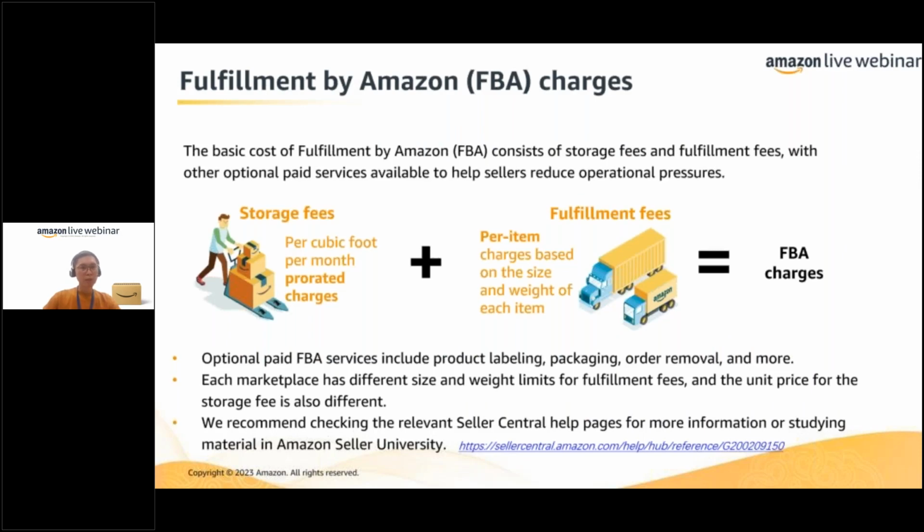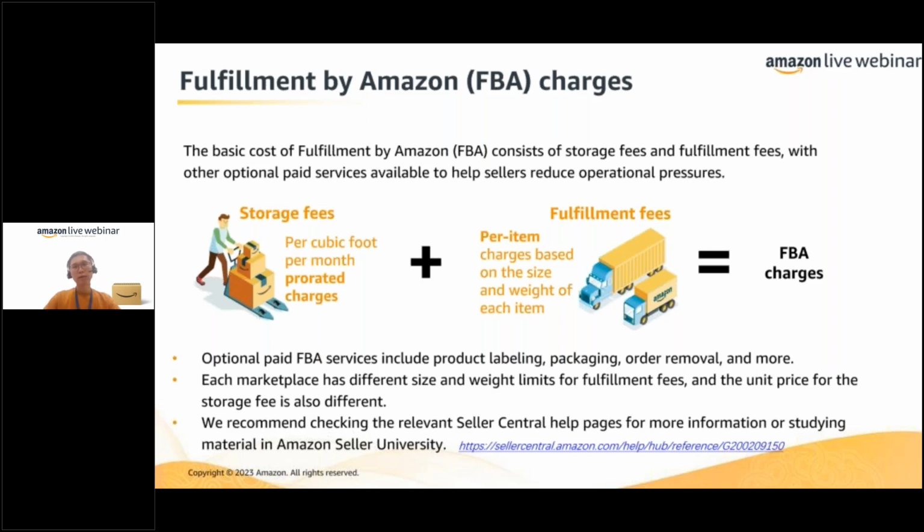Now, the first thing you want to know is the cost, or rather the fees involved when you are going to utilize FBA. You can see there are a couple of different fees. The first one is the storage fee, which is per cubic foot per month. The second one is the fulfillment fee. This is dependent on the product category as well. It is on a per item basis, depending on the size and the weight of each item. And that will be your FBA charges.